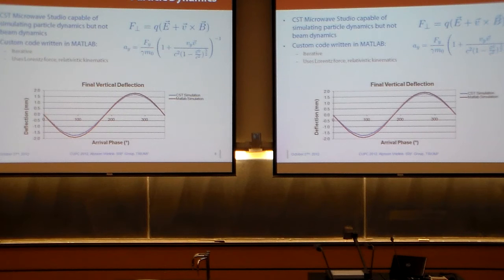relativistic kinematics and the Lorentz force. And we can see this plot here shows us very clearly that depending on the phase offset of our deflecting cavity, you're going to see a different amount of deflection. This is where the mapping comes in. The deflection in the y direction depends on the phase of the RF fields when the electron reaches the cavity.